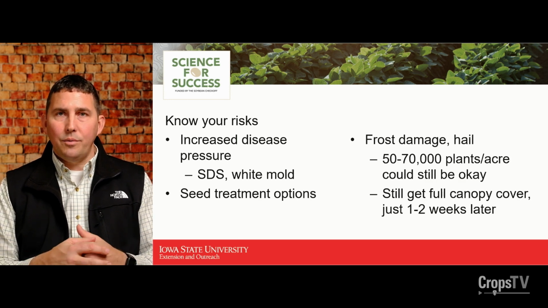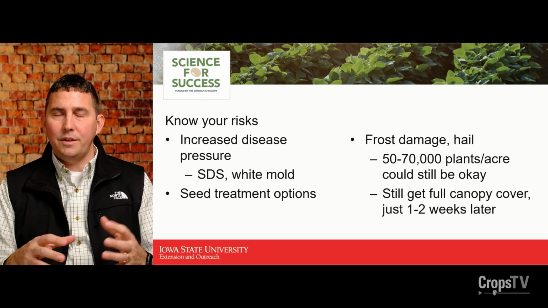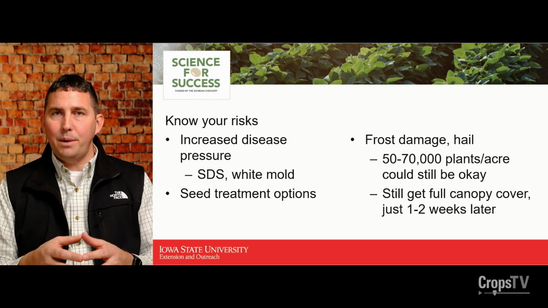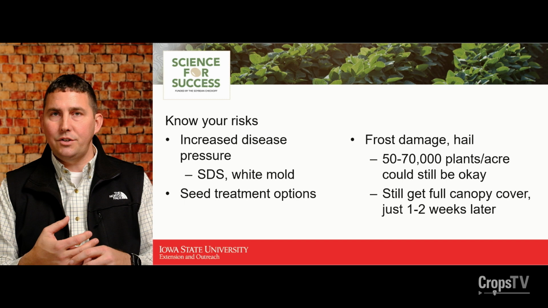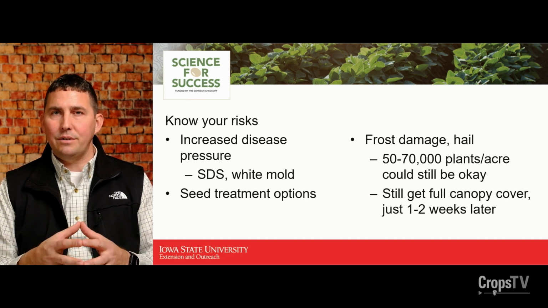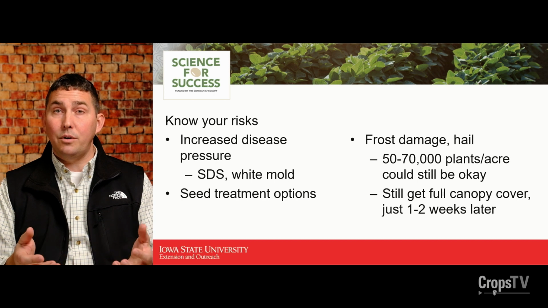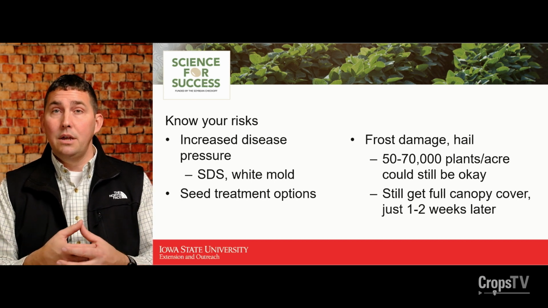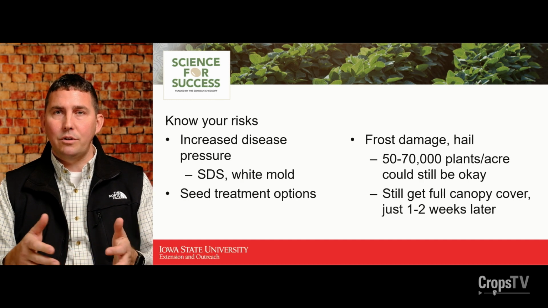And then the other risk of this mentality of thinking is what happens if we get frost damage or hail damage? And so by and large, if we have 50 to 70,000 plants per acre, we can still be okay. We can still do okay. We're still going to get full canopy closure. It just might be a week or two later.